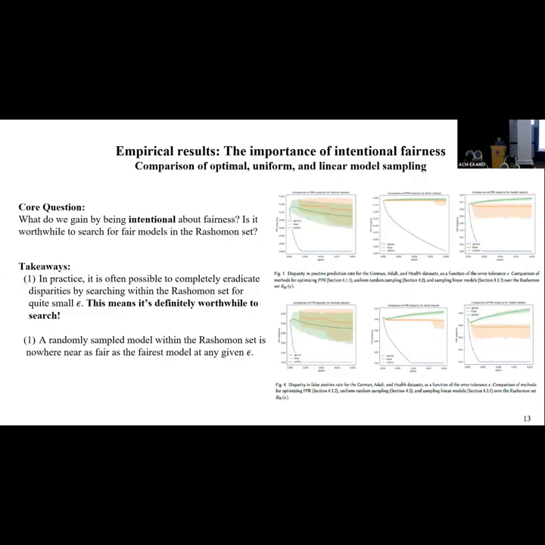Having discussed the formulation and methodologies, let us discuss the empirical results. One can imagine that within a set of equally accurate models, it might not even be worthwhile to search for fairer models since they might not be that different. First, our results show that it is worthwhile to search. By looking at the blue curves on the right, we can see that it's possible to eradicate the disparity even for a small value of epsilon.